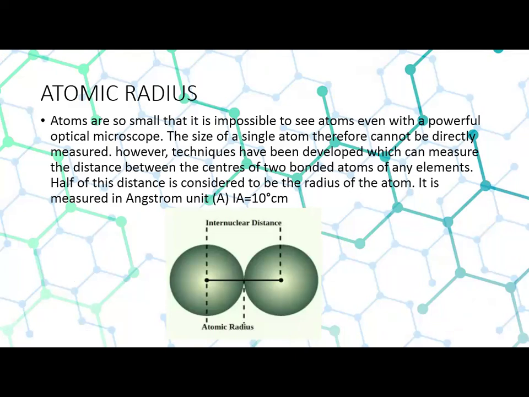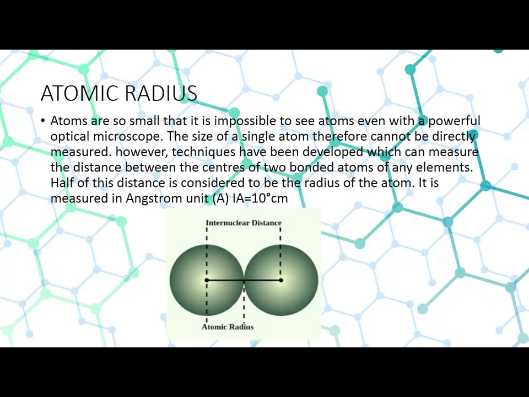Atoms are so small that it is impossible to see them even with a powerful optical microscope, and we need a high resolution electron microscope to see the atomic radius. The size of a single atom therefore cannot be directly measured. However, some techniques have been developed which can measure the distance between the centers of two bonded atoms of any element.